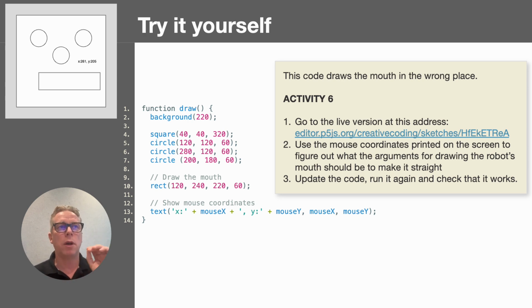Open up the link, run the code, and then use the on-screen coordinates of the X and Y position to figure out what coordinates we should draw the rectangle at. You can pause the video there and come back once you've had a go at it.